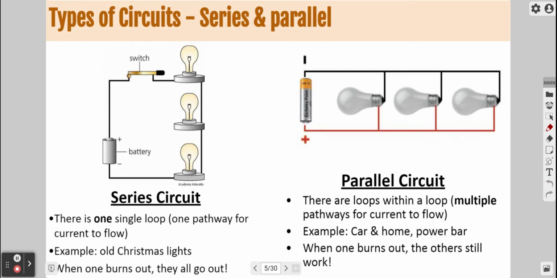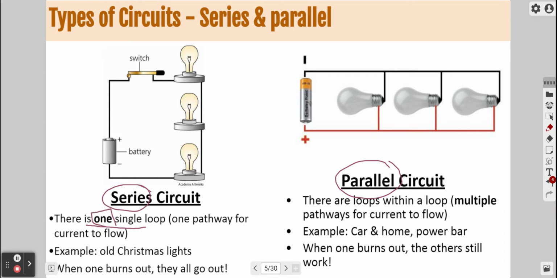All right, so types of circuits. You may or may not have done this before, but it should be a little bit familiar to you. We have something called a series circuit, and we have parallel circuits. A series circuit is when there is just one possible pathway, or one loop, for the current to flow.